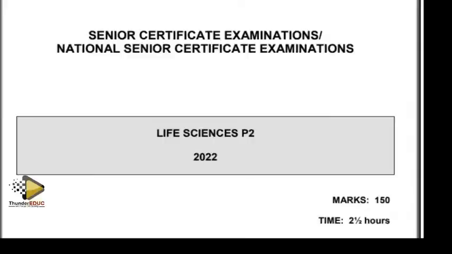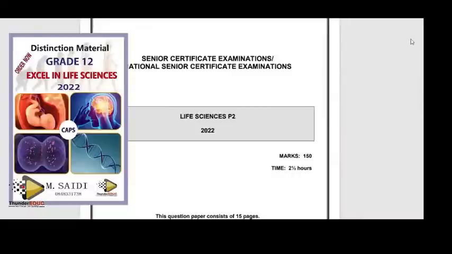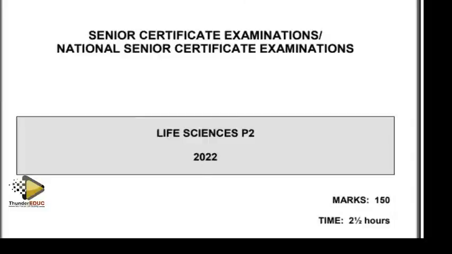I use my book of distinction material to get a distinction. I said that whatever question is being asked is being indicated in that book, and it asked me to use the 2022 National Senior Certificate Examination to answer that question.